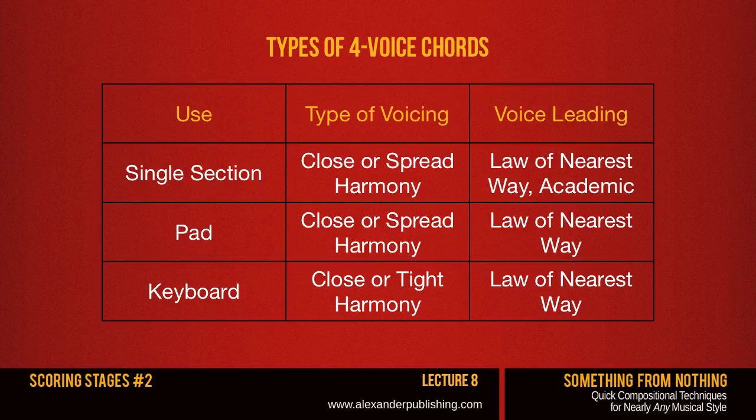The first use is as a single section with the melody voiced down. This means a vocal section, a brass choir, or a section within a larger ensemble. It can also be a string section alone. You can write in either close or spread harmony or a mixture of the two types. And the voice leading is either the law of the nearest way or the method of avoiding parallel fifths and octaves, which is a contrapuntal approach. Let's see this in action.